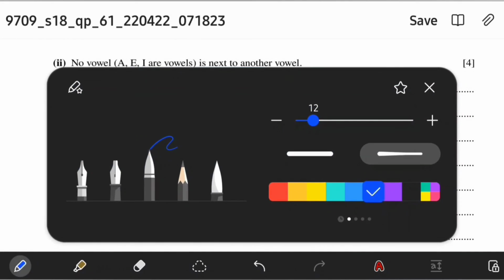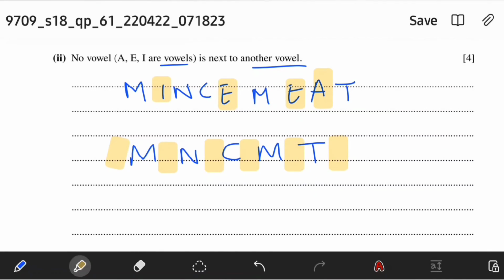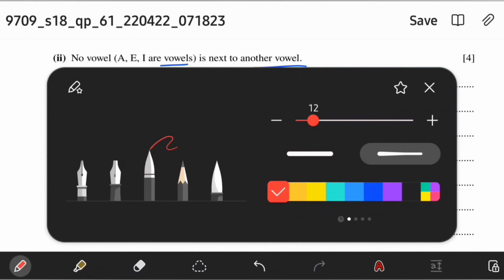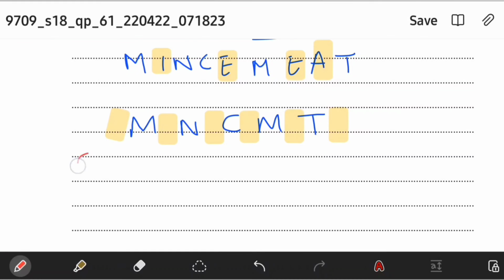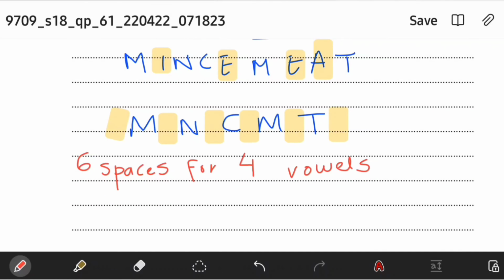Right now, since we need to put vowels away from each other, they should not be next to each other. So in how many ways can we put them? We have 1, 2, 3, 4, 5, 6 spaces to put the vowels. Now how many vowels are there? There are 4 vowels, and we have 6 spaces to keep them. So 6 spaces for 4 vowels. Right, so this would become what? This is telling us that it is 6P4. We have got the arrangement for vowels.